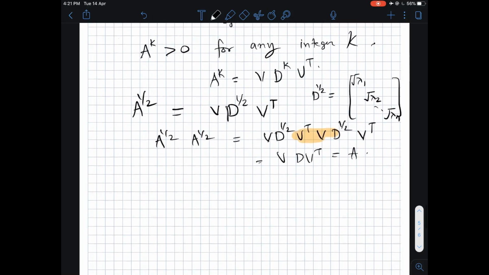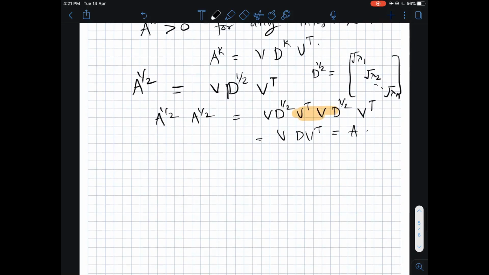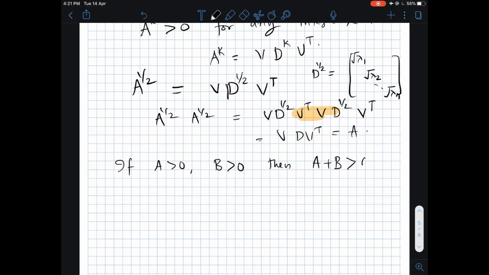Similarly, if A is positive definite and B is positive definite, then A plus B is also positive definite. Just like positive numbers, right? If you take two positive numbers and add them, you get a positive number. So if A is positive definite and B is positive definite, then A plus B is positive definite. How do we prove this? Well, the simplest way to prove this is from the definition.